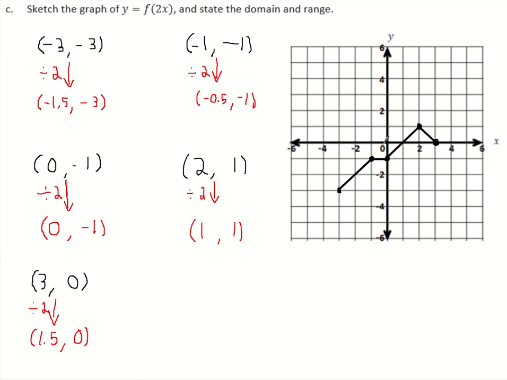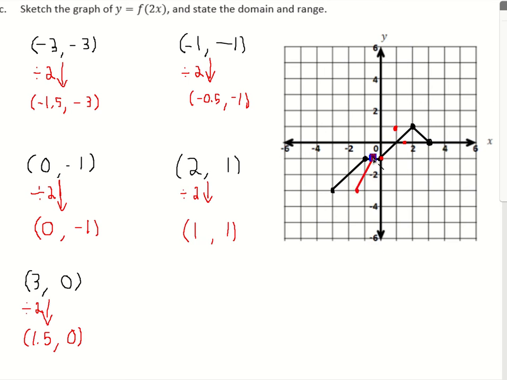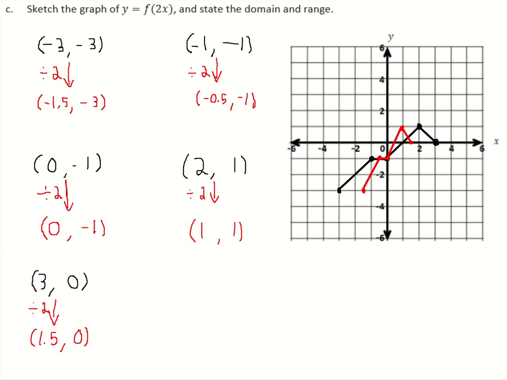So let's take these points and plot them. Negative 1.5, negative 3. Negative 0.5, negative 1. 0, negative 1. It's the same point as before. 1, 1. And 1.5, 0. Let's plot these lines in. So it still has relatively the same shape, except instead of stretching it, this time we're going to squish it horizontally.